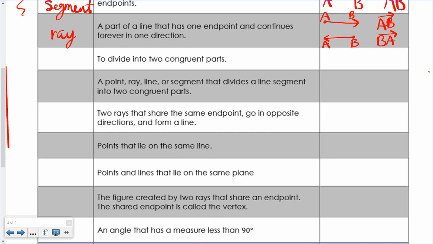So what's important about naming rays is that you always start with the endpoint, right? Regardless of whether it's pointing to the left or the right, you always start with the endpoint, and the notation is always pointing to the right.